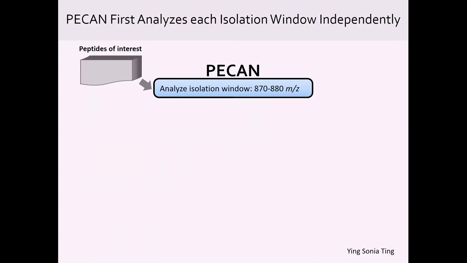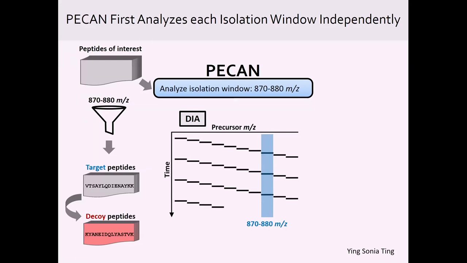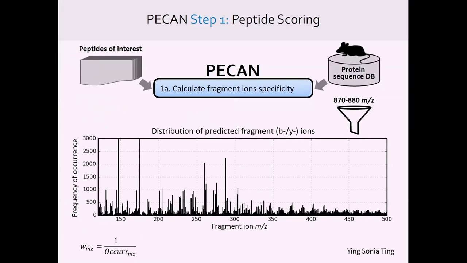So we're analyzing each isolation window at a time. In this case, it's a 10 m/z isolation window. We have our target peptides of interest and the corresponding decoy peptides. One of the things that we do is we calculate a score matrix, and that is that we weight each fragment ion mass that we're looking for in a given peptide sequence by basically the inverse of the frequency of its occurrence within a protein sequence database.